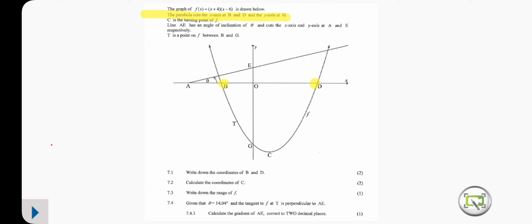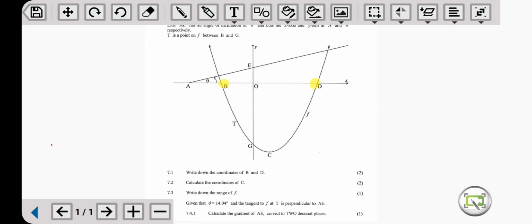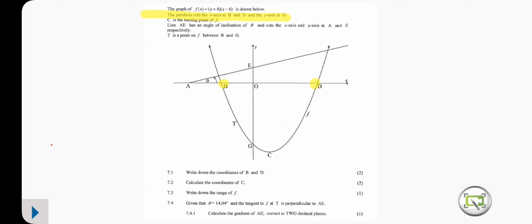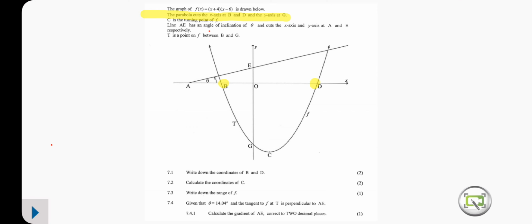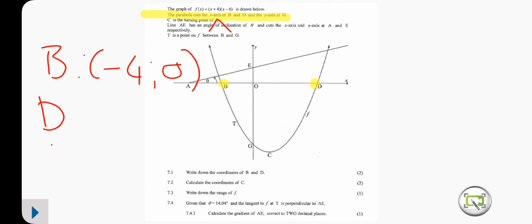And as you can see, B and D will be the x-intercepts. Therefore, they will also be the roots. So we can read it off directly from the formula given there at the top. Therefore, we can say B is (-4; 0), and obviously, y is 0 wherever we have an x-intercept. And D is (6; 0). So that is 7.1.